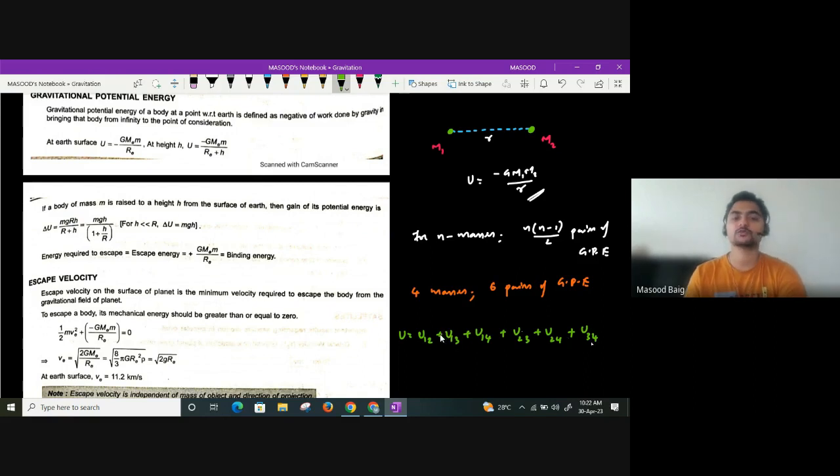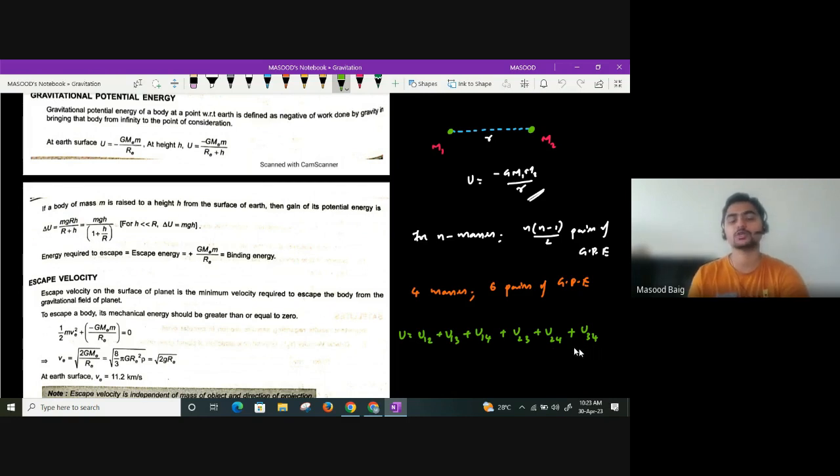If they are asking you to find energy associated with the first mass, then you will consider only those pairs which include the first mass. If they are asking for energy associated with the second mass, you will take only those pairs which contain the second mass. If they are asking for potential energy associated with the third mass, you will take only those pairs which include the third mass. Similarly, if they are asking you to find energy associated with the fourth mass, you will take only those pairs which include the fourth mass.